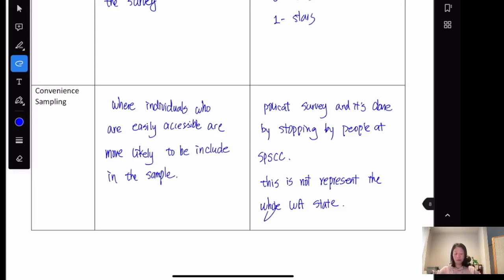But if we want to take the political survey just of SPSCC students, that will be fine if you just survey SPSCC students. But if you want to know the whole state's opinion, you don't want to just survey students and people at SPSCC. You want to survey people from different cities with different educational levels or different incomes or different careers.